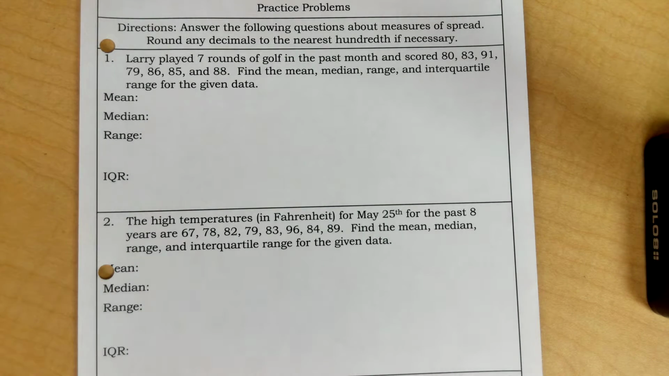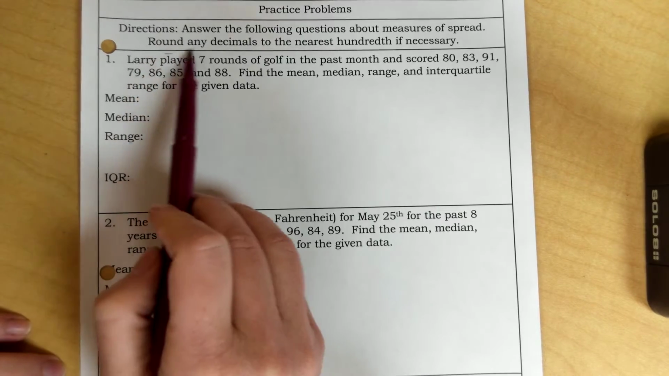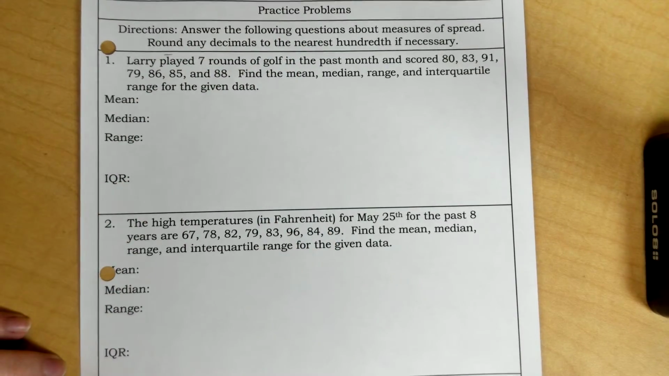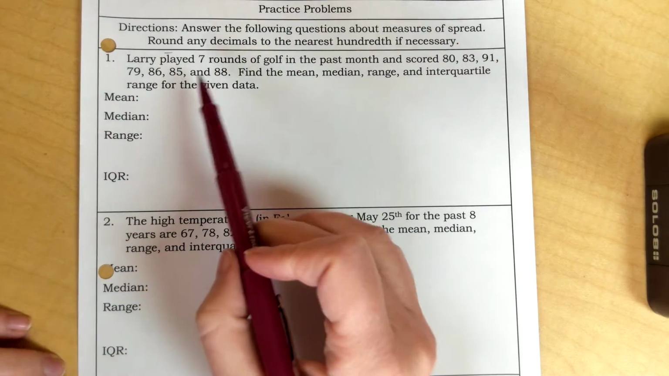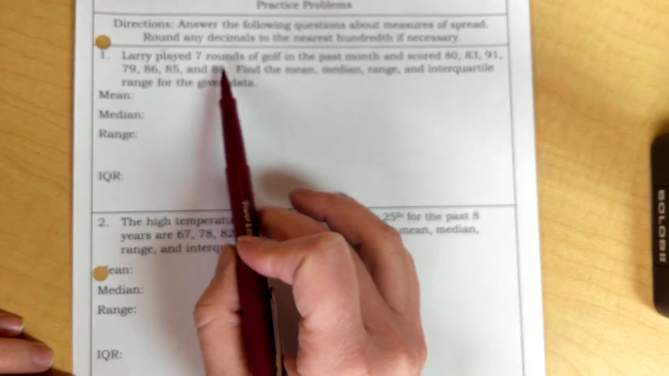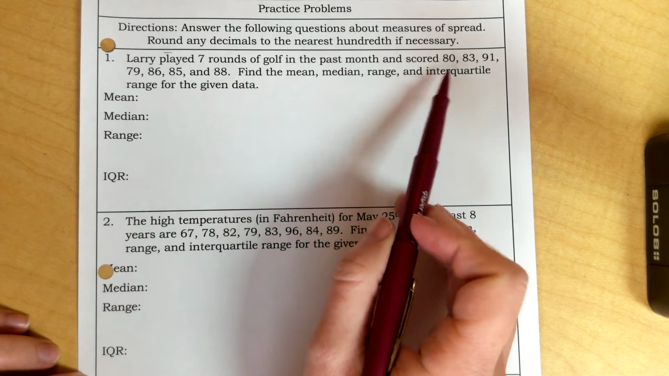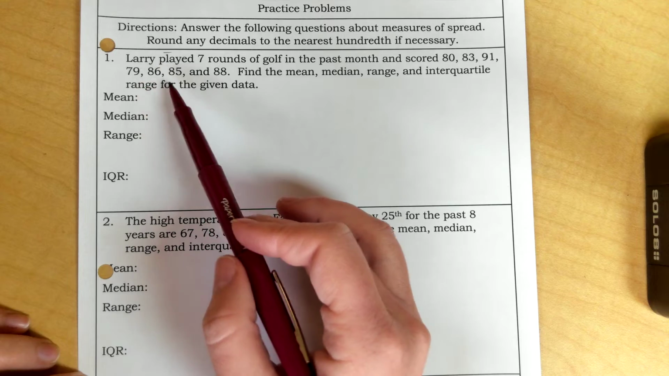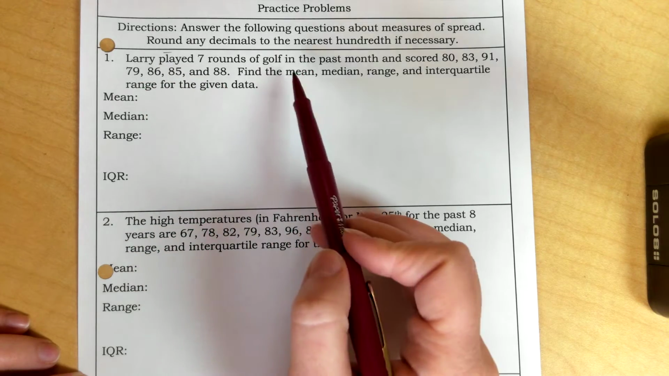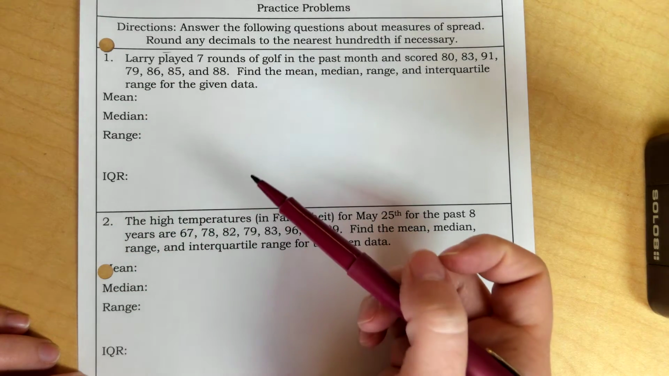Okay, so a few practice problems with these measure of spread questions. Again, our directions tell us to round any decimals to the nearest hundredth if necessary. We've got Larry played 7 rounds of golf in the past month, and he scored 80, 83, 91, 79, 86, 85, and 88. We're asked to find the mean, median, range, and the interquartile range for the given data.